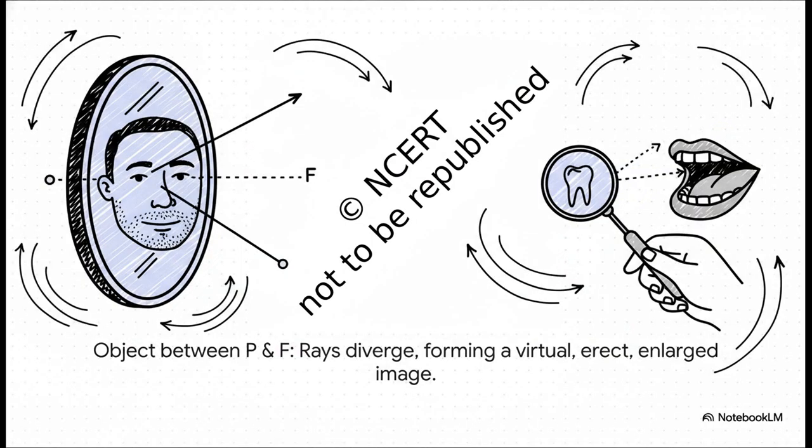Now, notice where the intersection point is. Has it moved? Yes! The rays now meet beyond C, so the image formed is still real and inverted, but now it is clearly bigger, it is enlarged. Okay, now for a very special case.